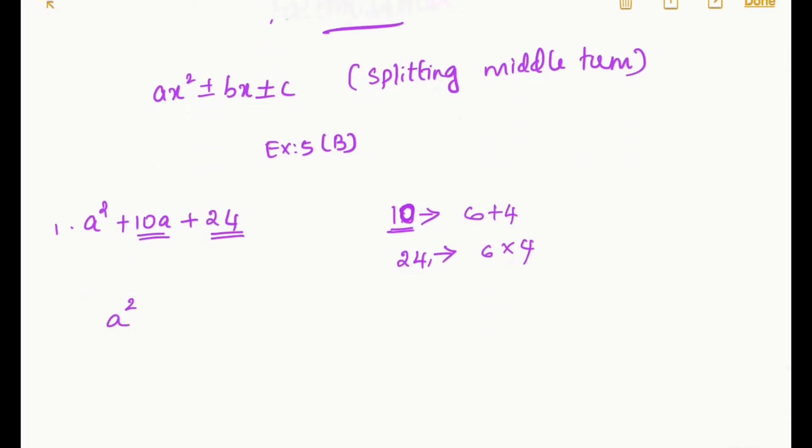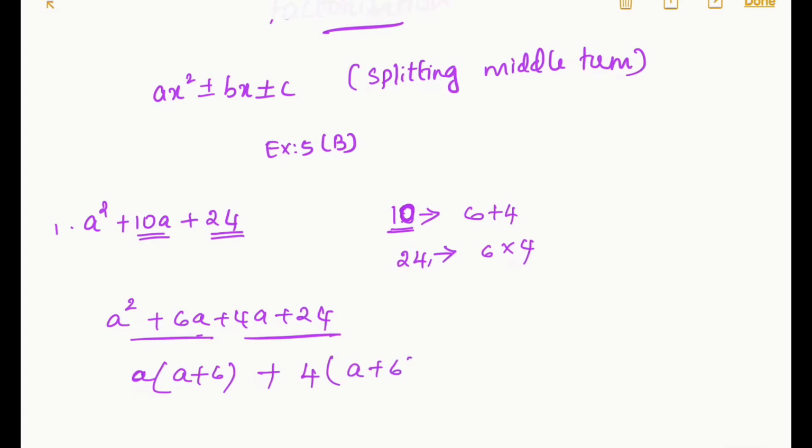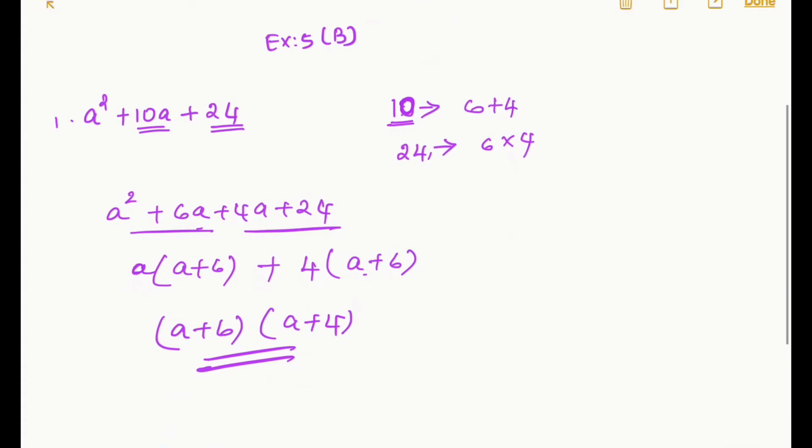So how do I split it now? I can write this as a square plus 6a plus 4a plus 24. Now I have to group. So a is common here. What is left out? a plus 6. What is common in 4a and 24? I can take out 4, so again a plus 6. So a plus 6 is common. a plus 6 into a plus 4. So this will be our factorized form. Hope it's clear.